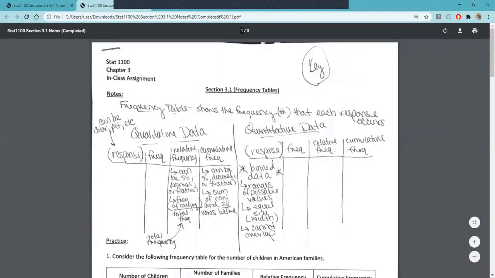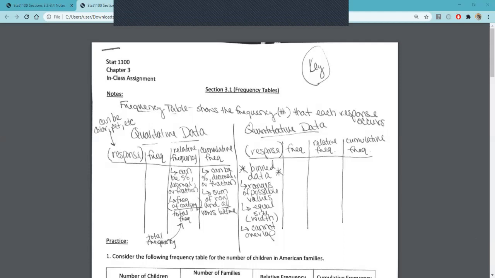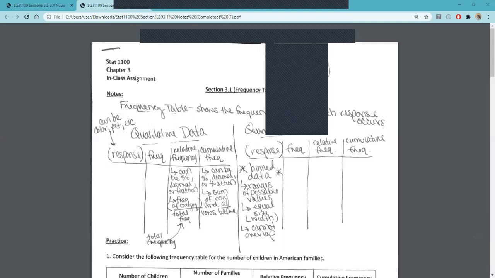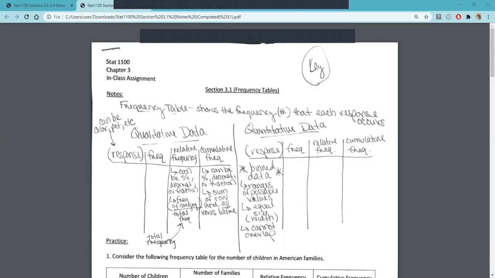You've probably seen these before in various classes with various different types of data. But if we're talking about a frequency table, what we're doing is showing the frequency, or the number of times, that each response occurs. And this can happen with two different types of data. Just like we've talked about before, we can see it with qualitative data and with quantitative data. Remember, qualitative data is going to be a specific category, whereas quantitative has a number value.